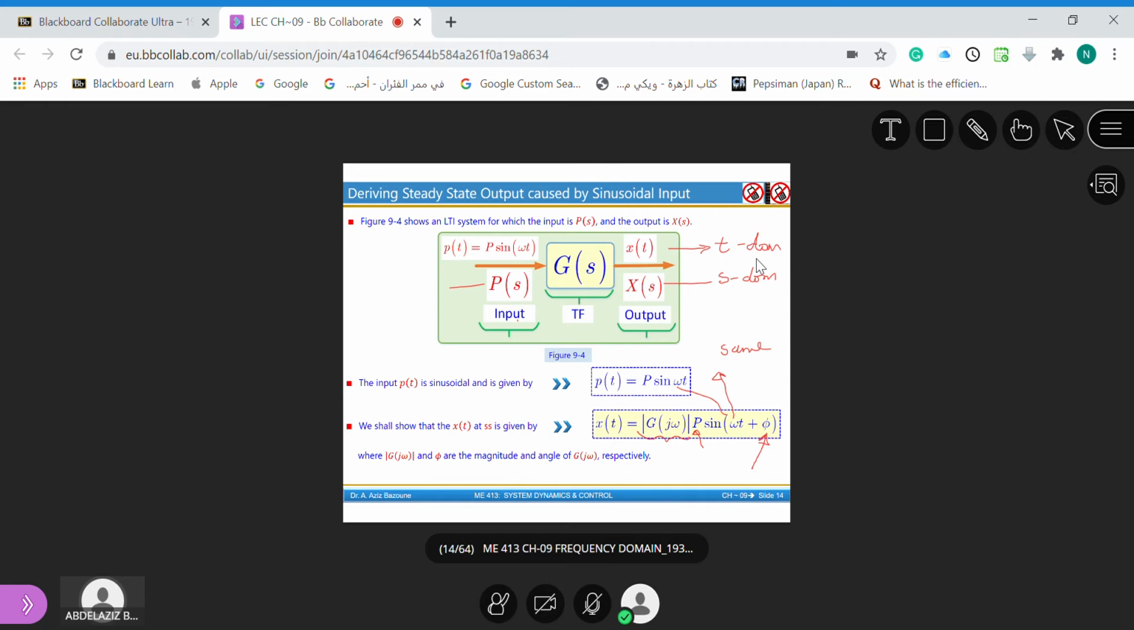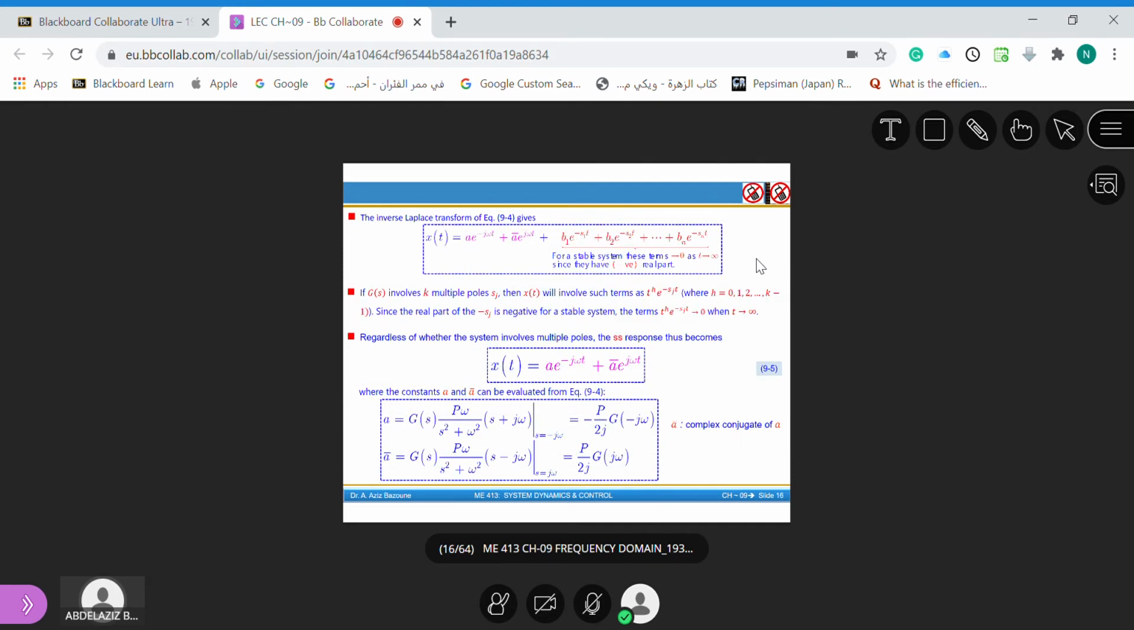So once we know G(s), the transfer function, we calculate G(jω) by just substituting s = jω. Then we take the magnitude of G(jω) and multiply it by P. All this, G(jω) times P, will be a constant, a number. So it will be like capital X. So small x will be amplitude X times sin(ωt + φ). We will see now how to calculate G(jω), and how to calculate φ.